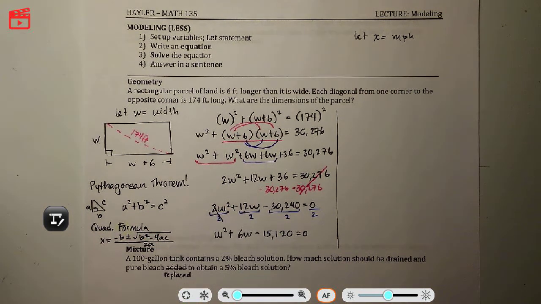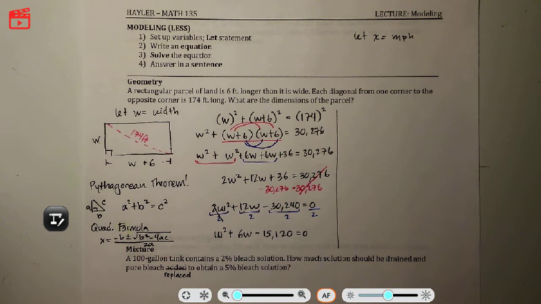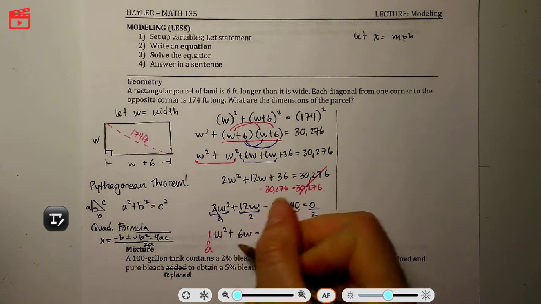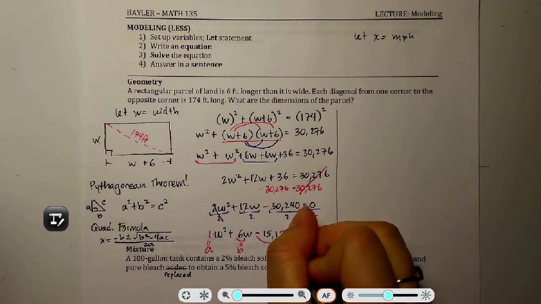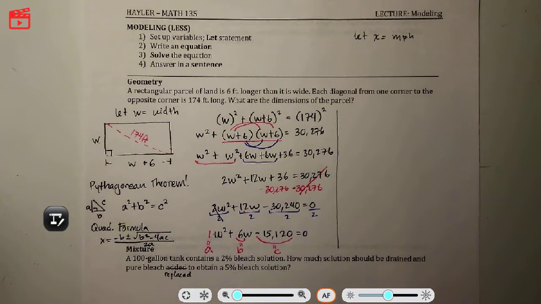All right, and remember, we get our a, b, and c values from here. So our a value is the number in front of w squared. Oh gosh, what's the number? That number's 1. Remember, it's that invisible 1. So that's my a value. My b value is 6. And my c value is that negative 15,120. Okay, go ahead, pause the video, see if you can plug it into the quadratic formula.